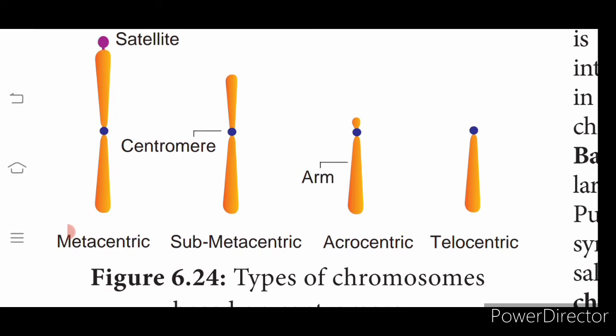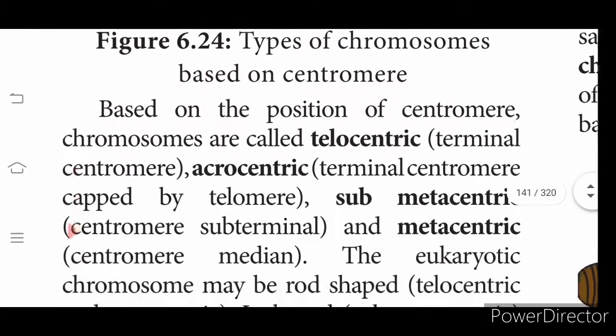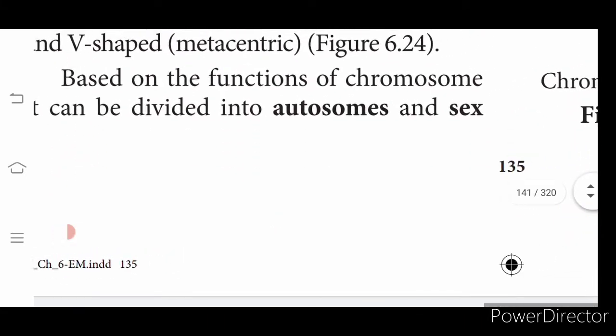If the centromere is present at the exact middle, it is called metacentric. If it is just above the middle portion, it is called submetacentric. If a chromosomal part or a rounded structure is attached as an extra thing, that is called a satellite chromosome. Okay, so that is what is expressed here.